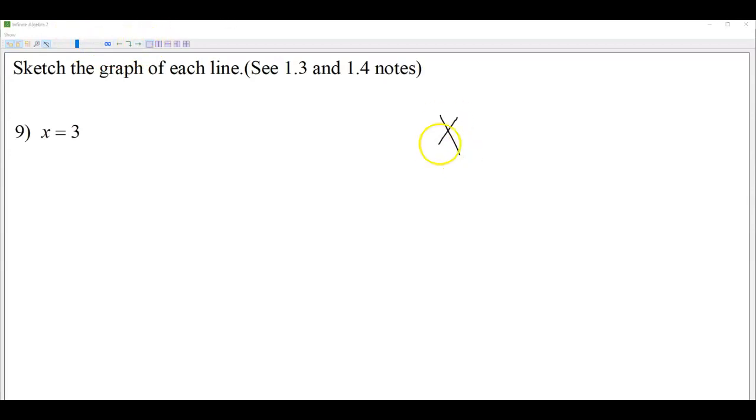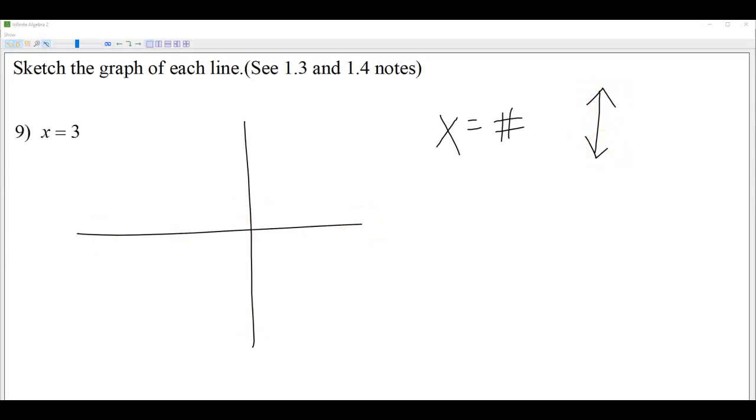Sometimes you have just x equals a number, like here on number 9. And when that's the case, your graph is simply a vertical line like that. So the graph of x equals 3 would be going over 3 to the right on the x-axis and drawing a vertical line there.